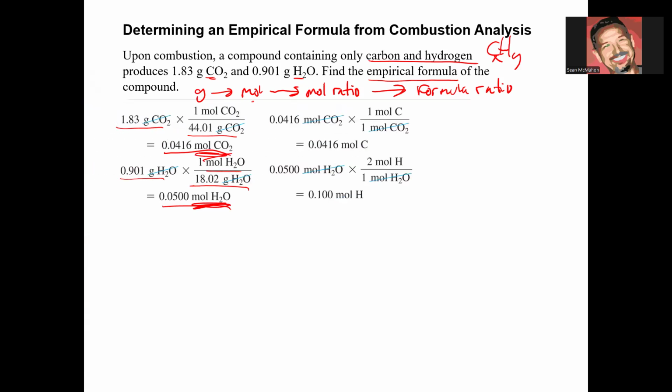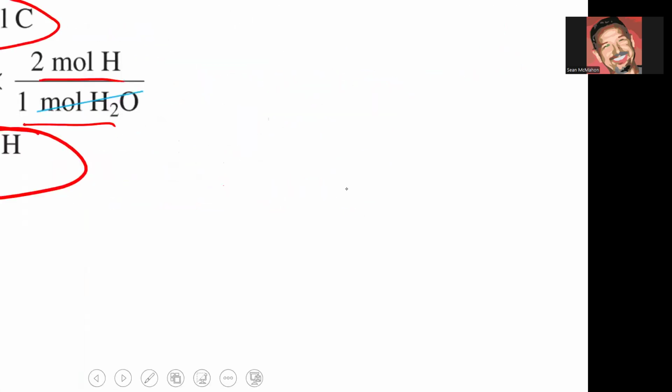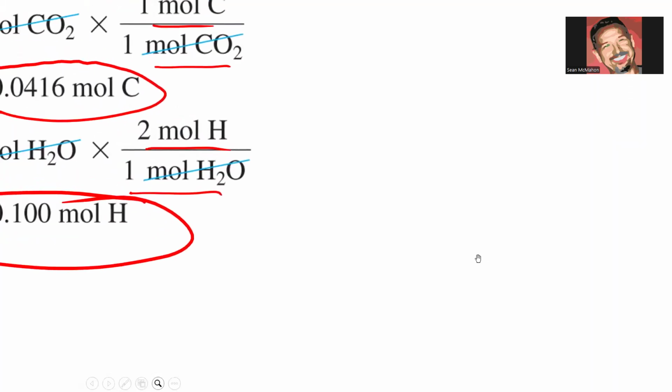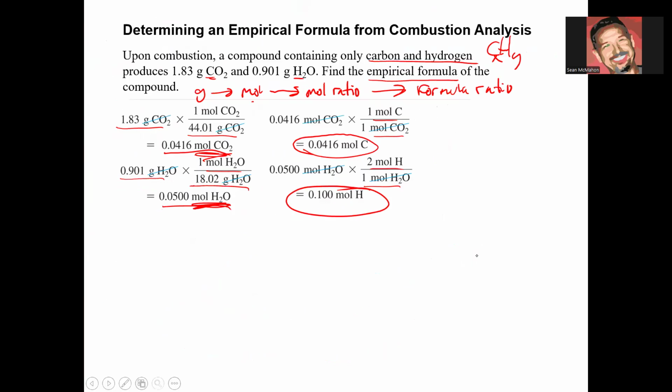So how do I do that? Well, in 1 mole of CO2, there's 1 mole of carbon. In 1 mole of H2O, there's 2 moles of hydrogen. So now what do I have? I have the moles of the elements, just the carbon and the hydrogen. So now I don't have moles of CO2 and H2O or grams of CO2 and H2O. I have just moles of the elements. But again, sorry about that. I can't put these small numbers as the integers for these variables.